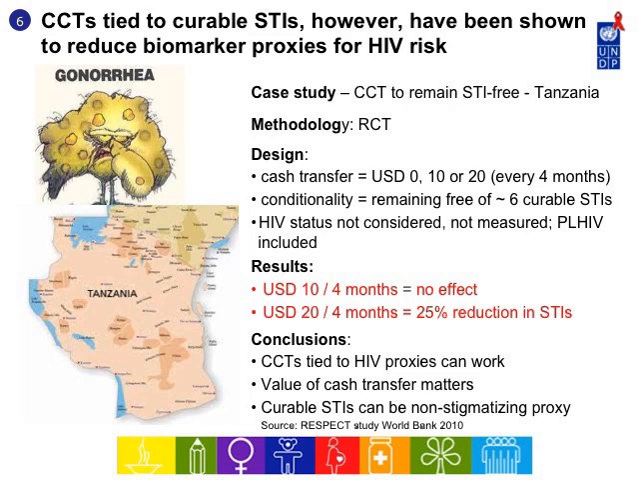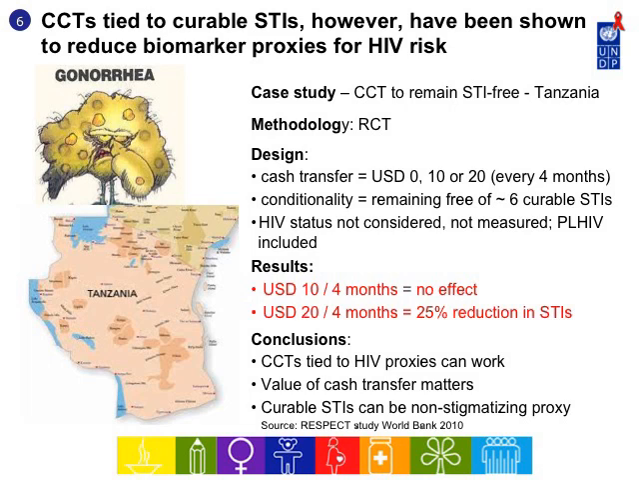It was remaining free of a set of 6 curable STIs like gonorrhea, chlamydia, etc. HIV status was not considered at all. People living with HIV were included. It wasn't part of the eligibility criteria. So the results were interesting, and it speaks to how important the level of cash transfers are.